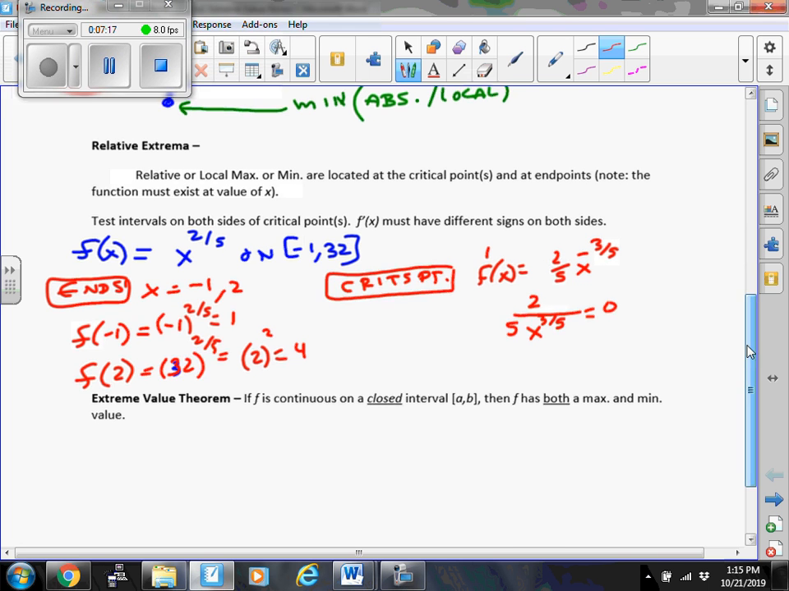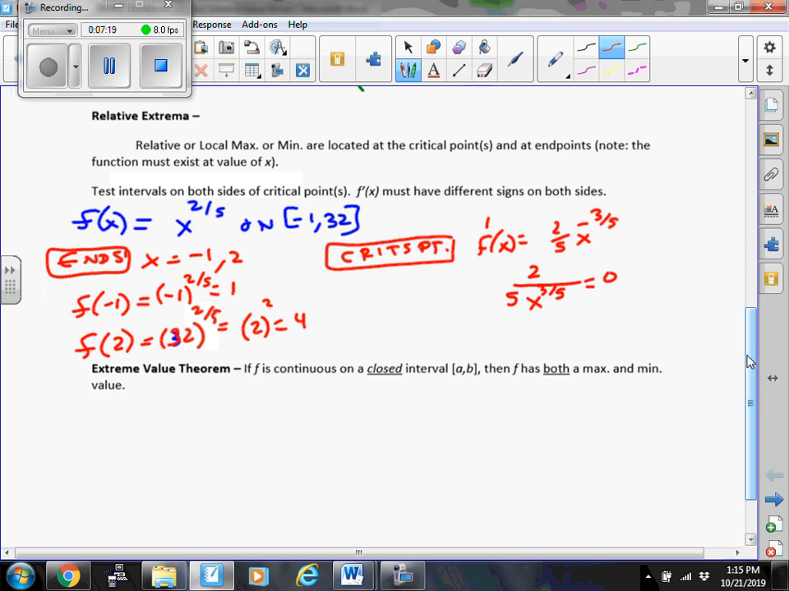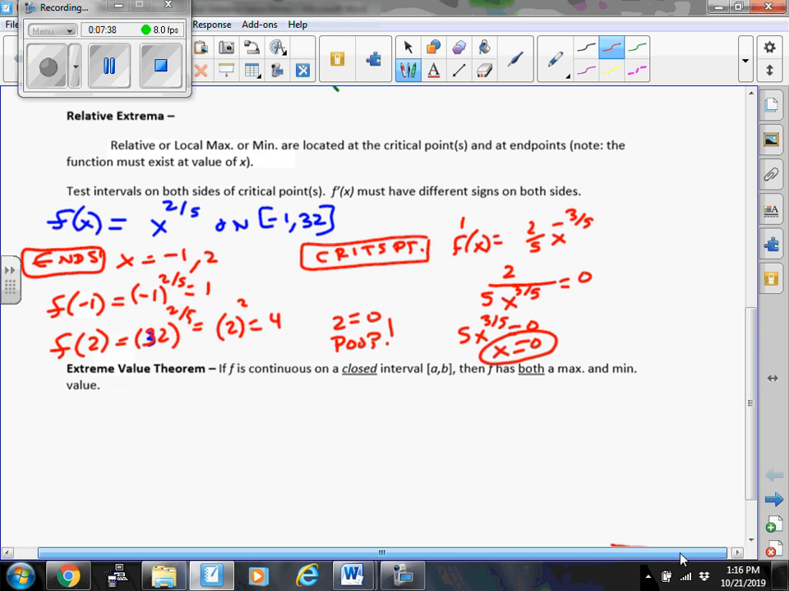So I'm going to find my critical points. I'm going to set this equal to 0, which means 2 equals 0. That doesn't exist, so it's never equal to 0. But if I want it undefined, I set the denominator equal to 0. If I do that, I get x equals 0. That means my birdie's at 0. It also means I have a critical point at 0. And it's critical, all right.